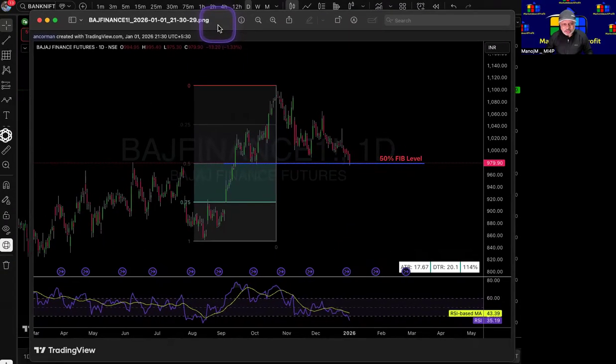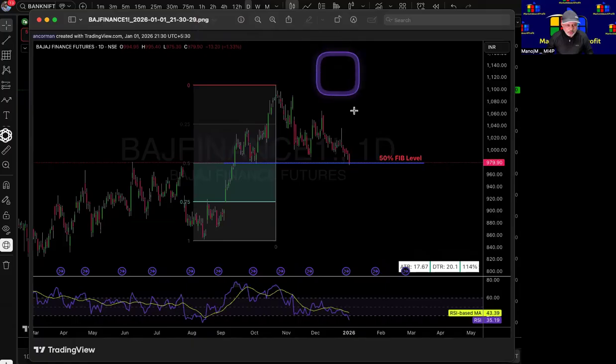Now, what I'm going to bring here is one important aspect. What you see here is a daily chart of the Bajaj Finance futures chart. And what you see here is I've drawn this box here. Essentially, I'm trying to draw a box from the top of a range to the bottom of a range. Now, how do I do that? Let me hide this tool for a moment and explain to you how I'm doing it.